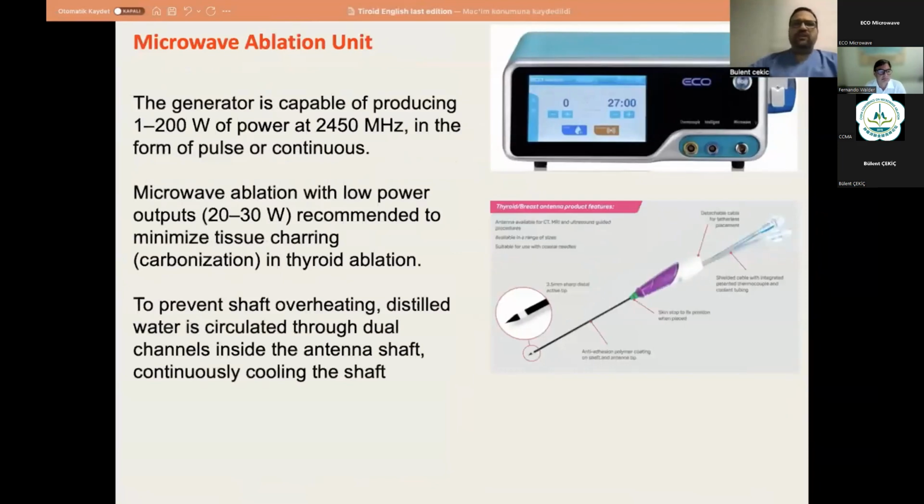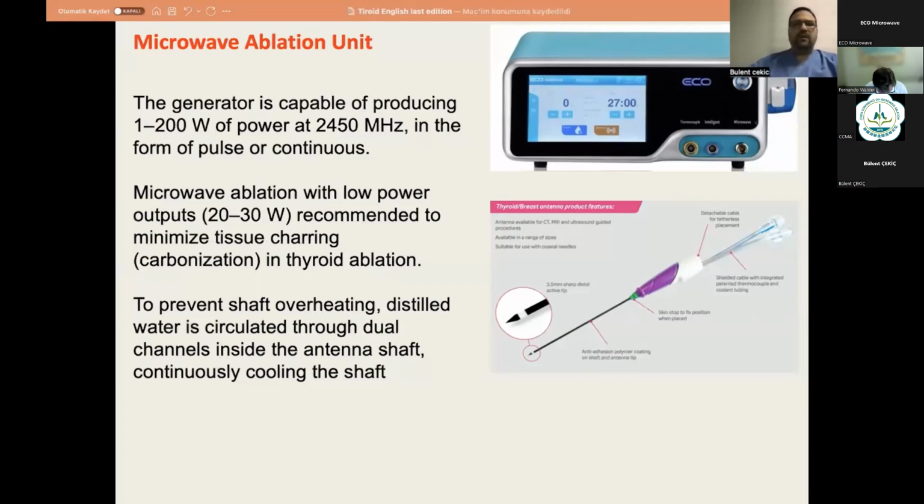The generator is capable of producing between 1 and 200 watts of power at 2,450 megahertz in the form of pulse or continuous wave. Normally, in liver ablation and lung ablation, we use 50 and 60 watts, but in thyroid ablation, to avoid and minimize carbonization, we use 20 and 30 watts.